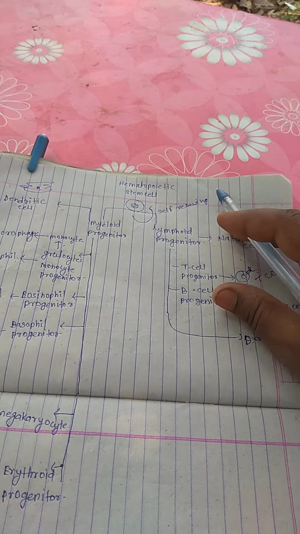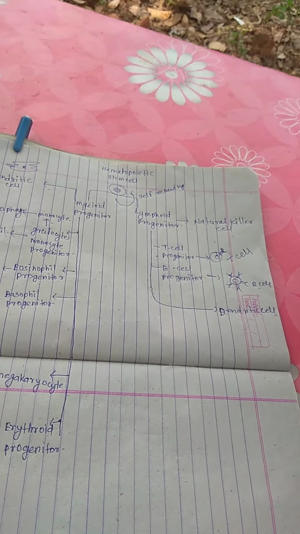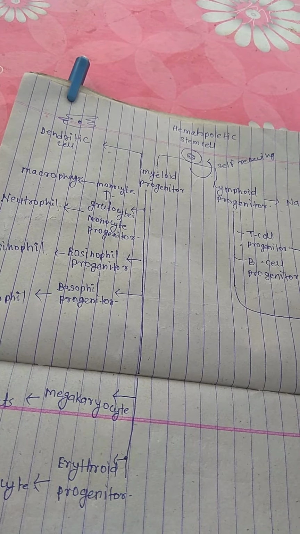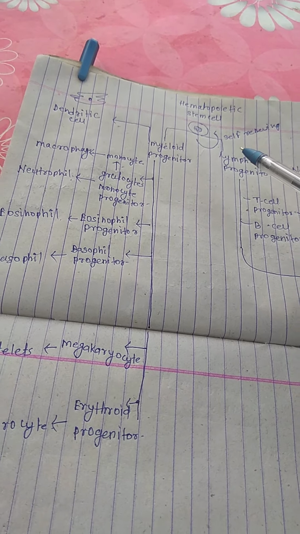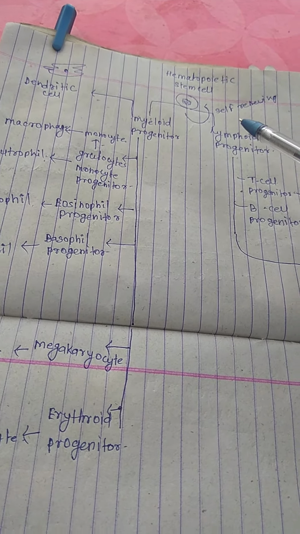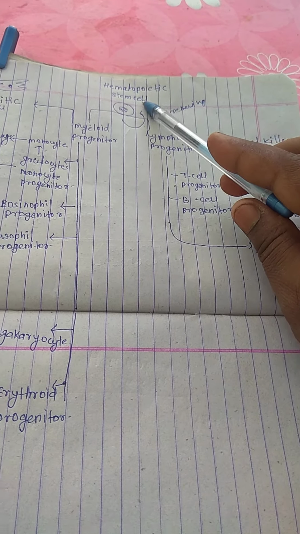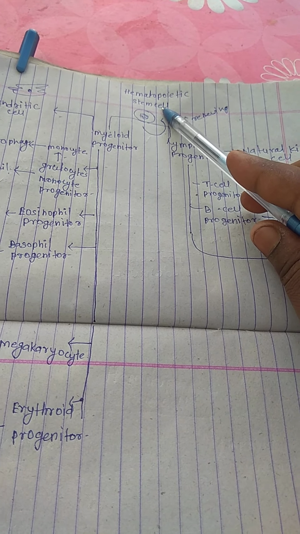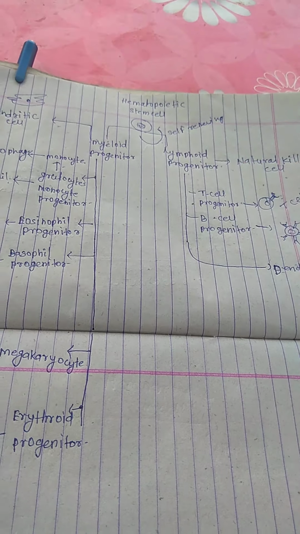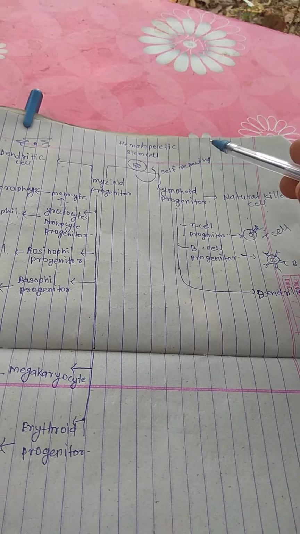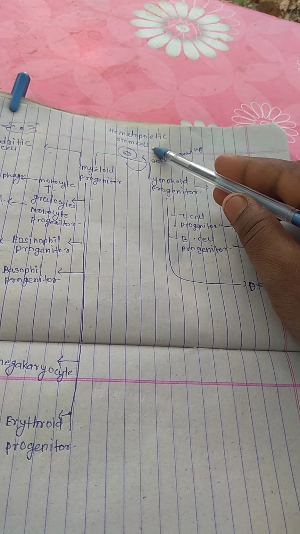This is the topic, hematopoiesis. Hematopoiesis is a process through which all types of blood cells are formed. And hematopoietic stem cells are pluripotent. That is very important. Hematopoietic stem cells are pluripotent.